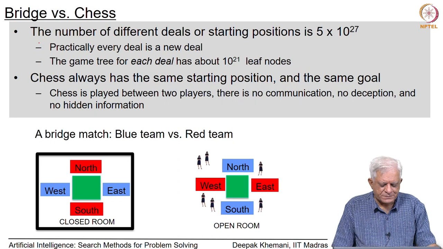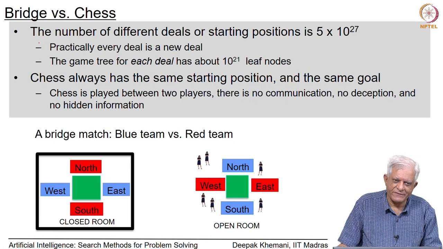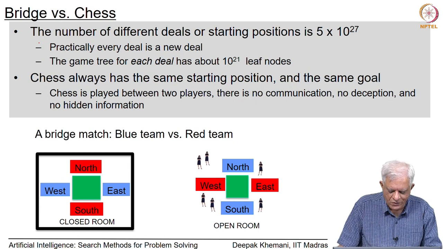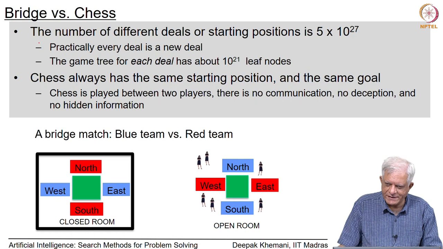So, as I said, in a bridge match, it is four players playing against four other players. So, you can imagine at the bottom of this slide that there is a blue team which is playing against a red team. One table is inside what is called a closed room from where information does not go out, and the other table is in what is called an open room where people can watch the game. And you can see that the two players in corresponding positions, for example, West and East, are from the blue team in one room and from the red team in the other room.